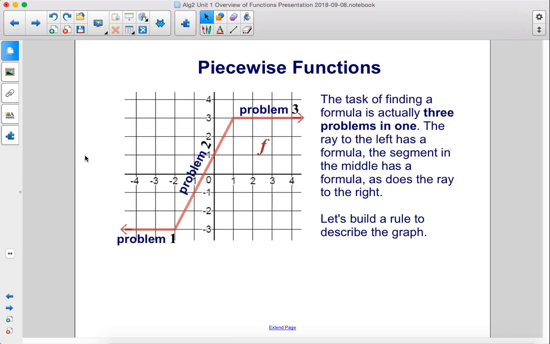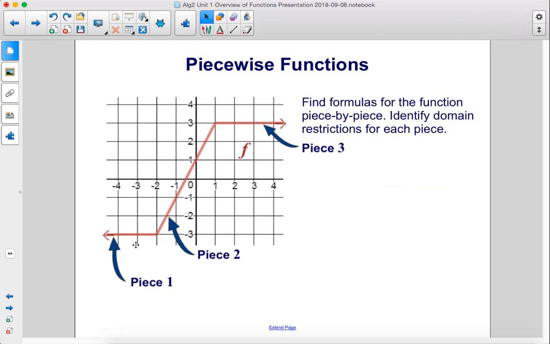The task of finding a formula is actually 3 problems in one. The ray to the left has a formula, the segment in the middle has a formula, as does the ray to the right. Let's build a rule to describe the graph. Find formulas for the function piece by piece. Identify domain restrictions for each piece.